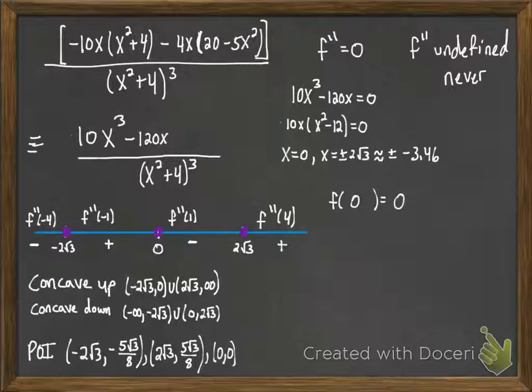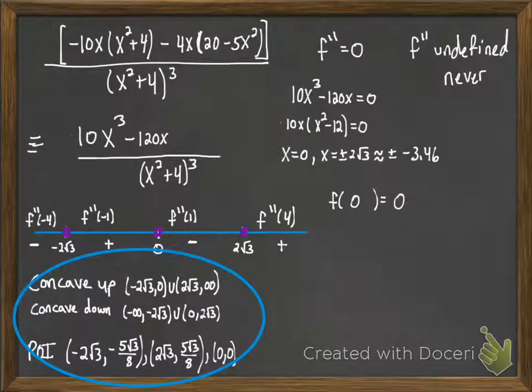Again, I went through those pretty quickly, so you may want to pause and check that yourself to see that that is the result that you get. So it's concave up between negative 2 square roots of 3 and 0, and 2 square roots of 3 and infinity. It's concave down between negative infinity and negative 2 square roots of 3, and then again between 0 and 2 square roots of 3.